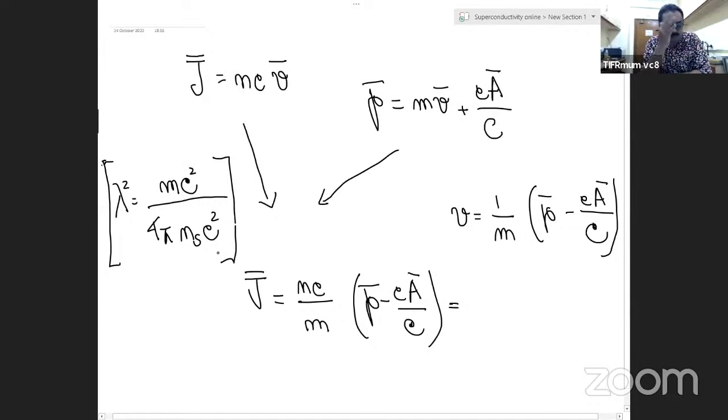Rather, that's not a correct statement. It doesn't matter whether your charge is 1e or 2e. It will remain the same. All right, so now here you see you have two terms. The first term is NEP by M, and the second term is NE square A by MC.